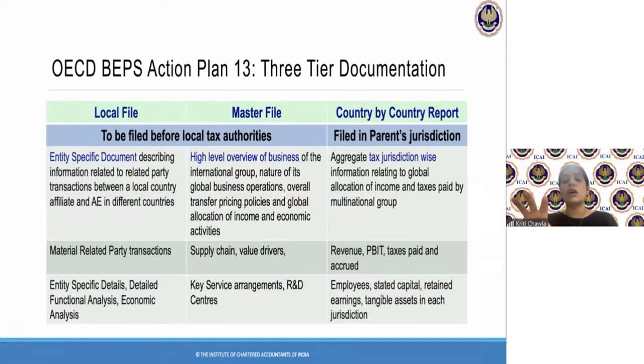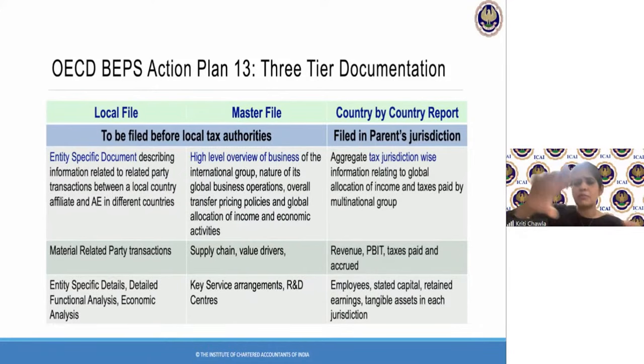Then there is something called the master file. Master file is more like a high-level overview of the business, as I mentioned. What are the transfer pricing policies? What are the R&D centers? What is the value chain analysis? It's going to talk about supply chain analysis, how a transaction goes from one entity to the other. Maybe the Indian entity is manufacturing, then the USA entity is going to distribute that product, and the IT services will be provided by the UK entity.